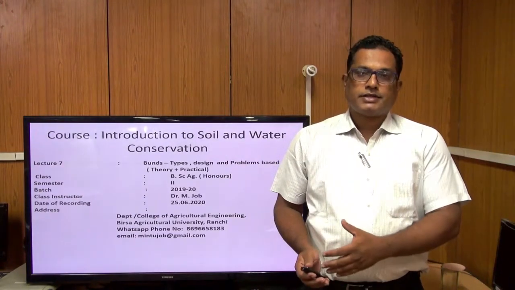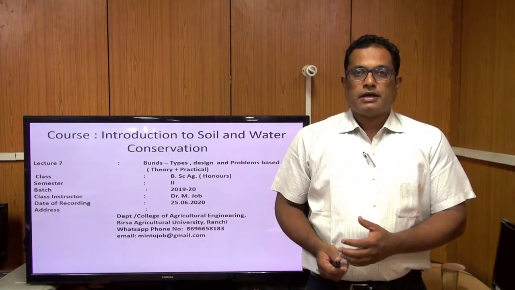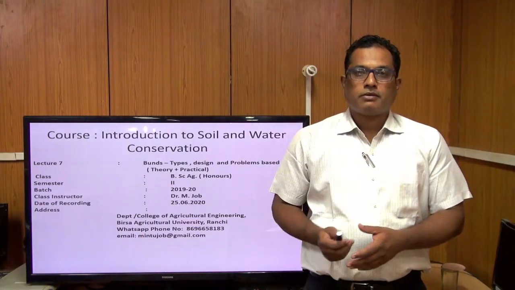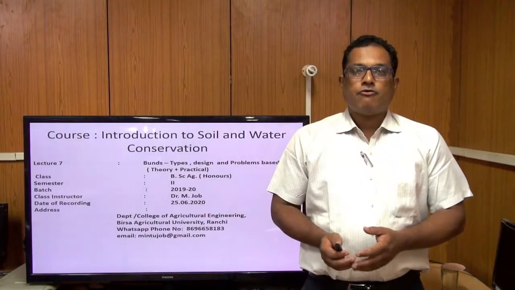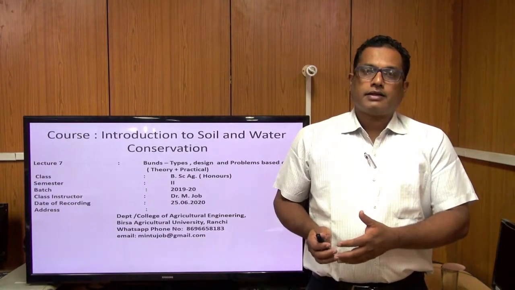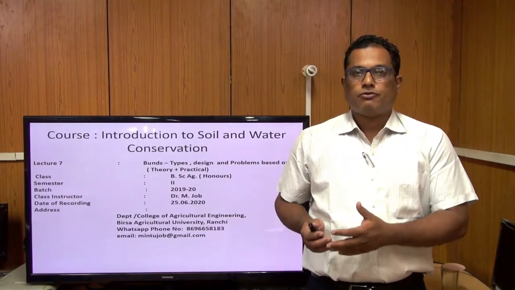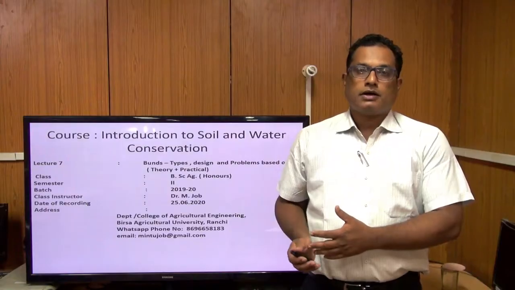So bunds, devices, vegetative waterways, these are farm ponds. These are some of the conservation structures which are constructed in the agricultural land, that is the land which is suitable for cultivation, class 1 to class 4.